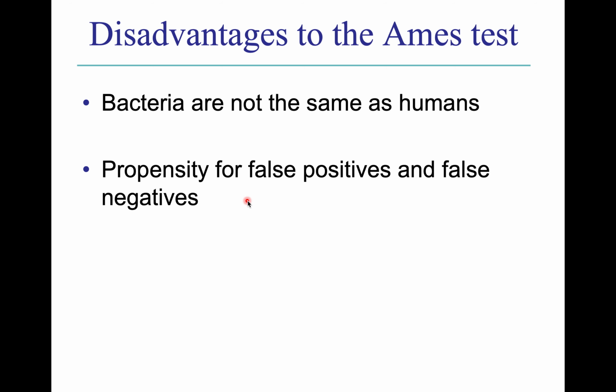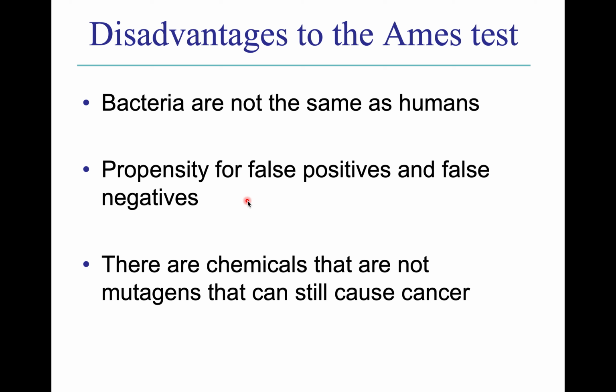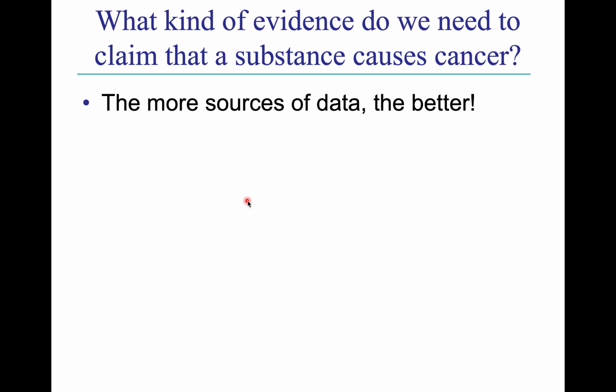However, there is a tendency for both false positives and false negatives in the Ames test, so you'd have to take that into account. And it's also worth noting that there are some chemicals that are not mutagens, so they wouldn't show up on the Ames test, as mutating DNA, that can still cause cancer. So something like asbestos, for example. We'll talk about those mechanisms a little bit more later.